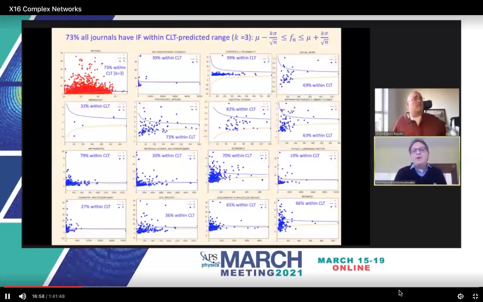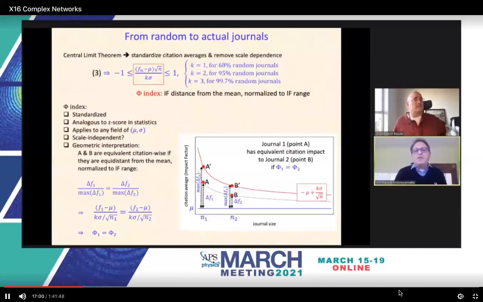So we can re-express the inequality we had before by putting everything together and forming this quantity: the citation average minus the global average, divided by the standard deviation of the sample. This quantity I will call the phi index, which in words is the distance of the impact factor from the mean normalized to the range of impact factors available, or the sample standard deviation.